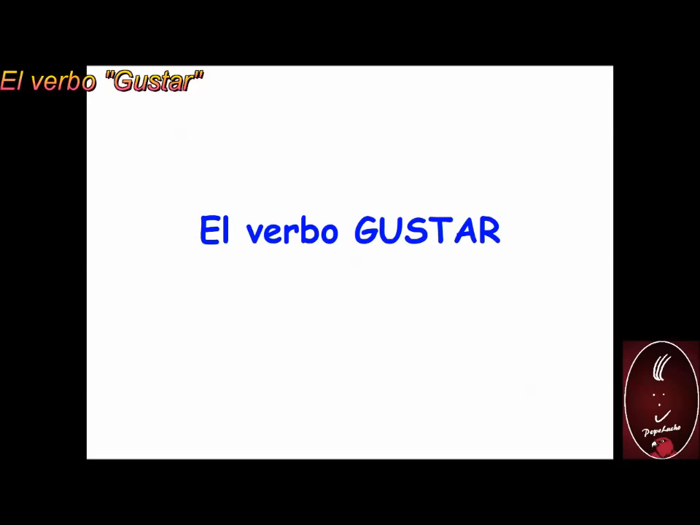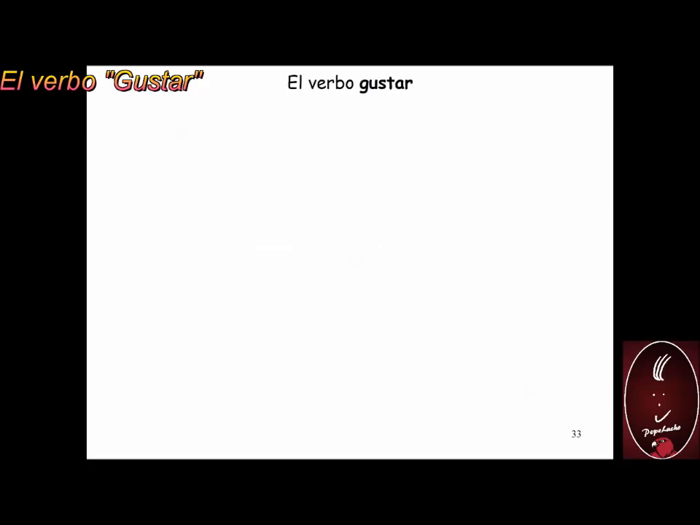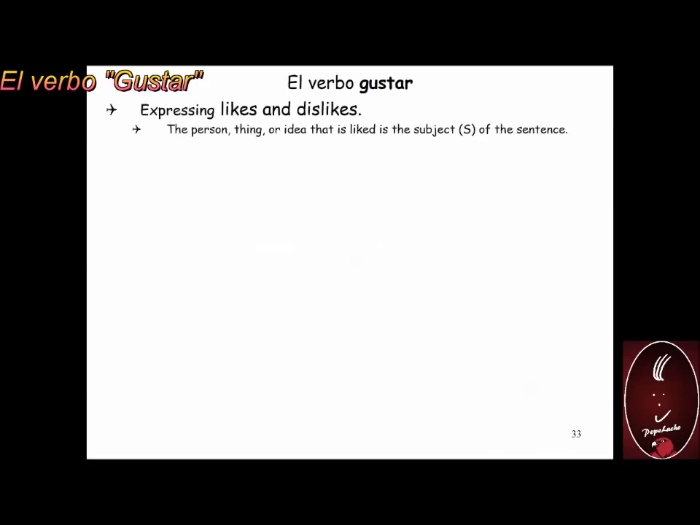In this tutorial, we're going to review the verb gustar. Gustar is used to express likes and dislikes. The person, thing, or idea that is liked is the subject of the sentences. The person who likes the other person, thing, or idea is the indirect object.